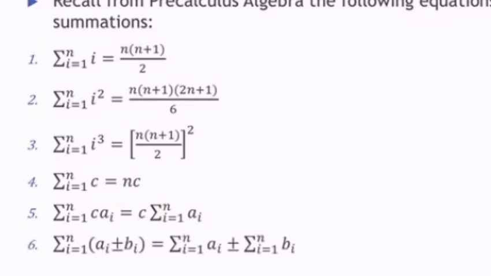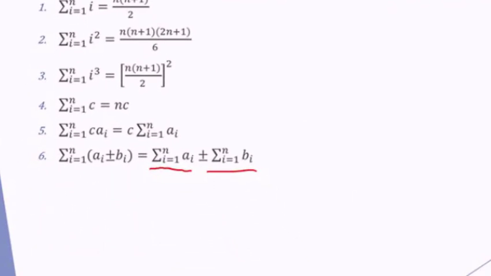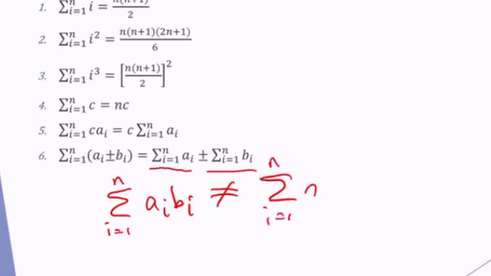This one essentially says you can split summations across addition and subtraction. So the sum of a sub i plus b sub i, you can individually sum a sub i and then add or subtract the sum of b sub i individually. Please keep in mind that that is not true in most cases for multiplication. If you have the sum of a sub i times b sub i, you may not assume you can split that into the sum of a sub i times the sum of b sub i. It's also true that you cannot split them across division.